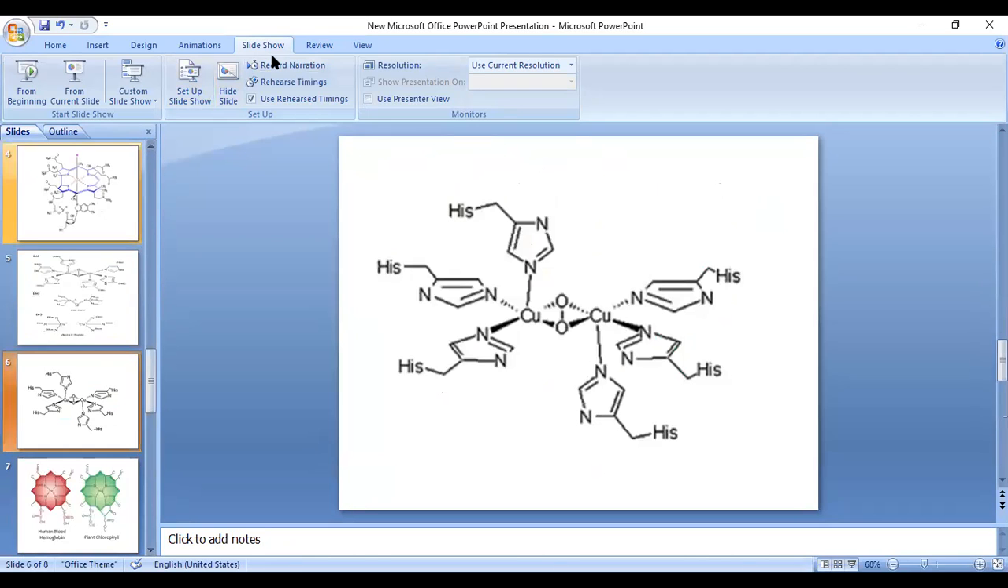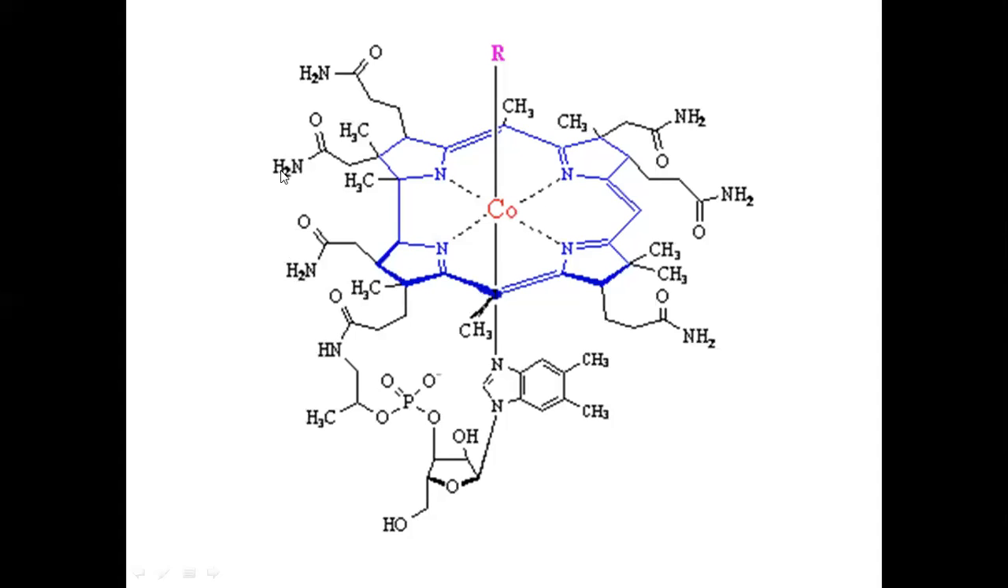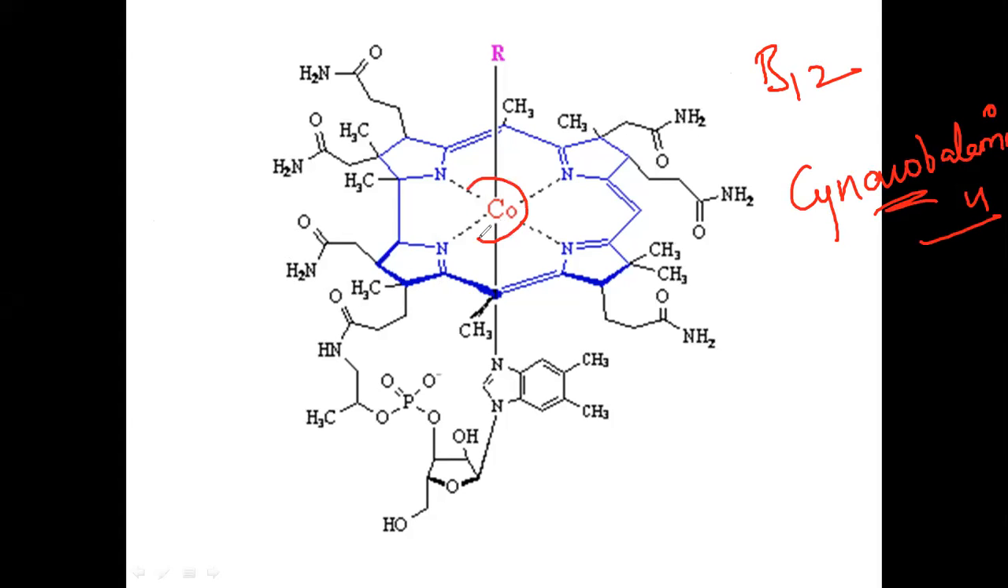Next, this is also very, very important. What is this? This is one of the vitamins. What is this vitamin? You know that this vitamin is called B12. What is the B12 vitamin name? Cyanocobalamin. Cyanocobalamin is a vitamin which contains cobalt as a central metal ion.